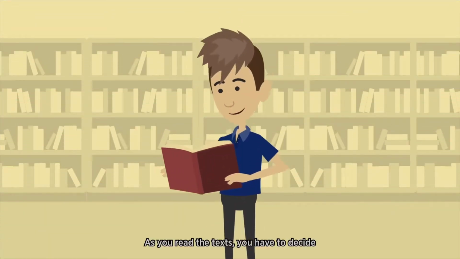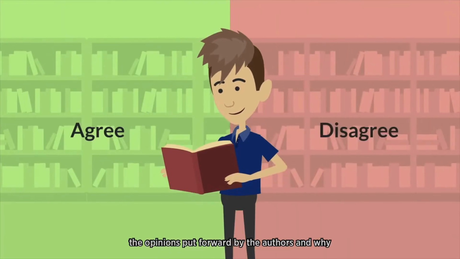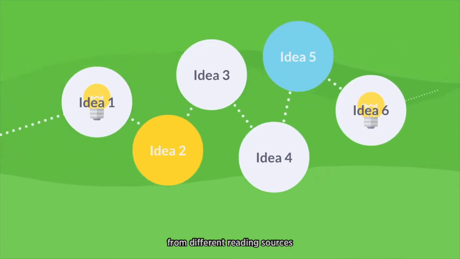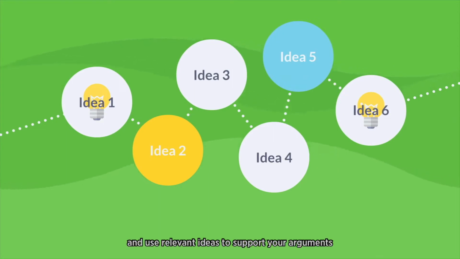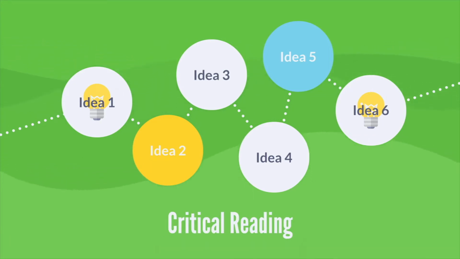As you read the text, you have to decide whether you agree or disagree with the opinions put forward by the authors and why. You will also need to learn how to synthesize ideas from different reading sources and use relevant ideas to support your arguments. Critical reading is the cornerstone of any good academic argumentation.